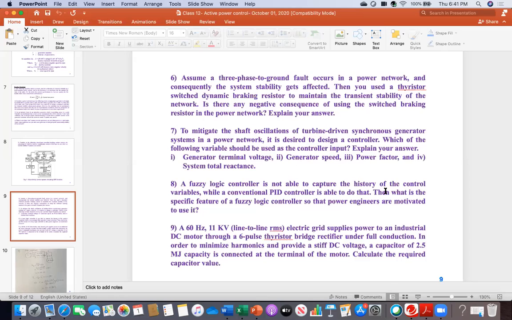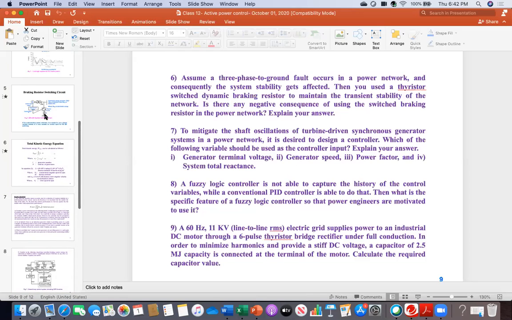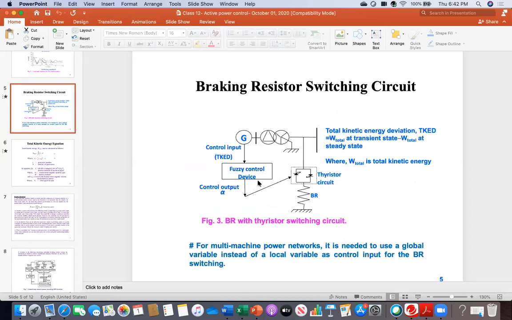Why I'm asking this question is because I have said something specific: a fuzzy logic controller is not able to capture the history of the control variables. This means that this type of controller does not have any memory. It cannot save the history. It continuously gets the input and immediately releases the output. It does not have that capability.